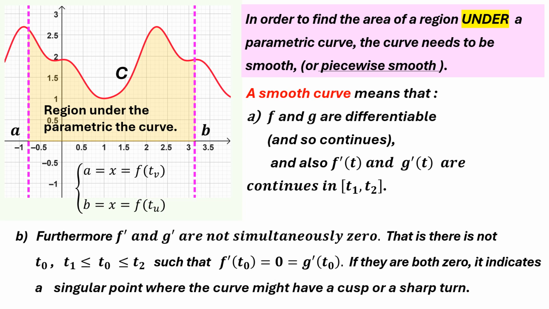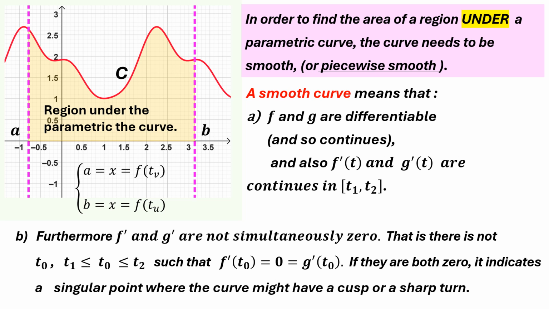A smooth parametric curve means that the x and y coordinates of the parametric curve C, that is the f and g real functions of t, are differentiable, and so continuous. And also the derivatives of f and g with respect to t are continuous in the closed domain [t1, t2]. Furthermore, the derivatives of f and g are not simultaneously 0. That is, there is no t0 in [t1, t2] such that the derivatives of f and g are both 0 at t0. If they are both 0 at point t0, it indicates a singular point where the curve might have a cusp or a sharp turn.